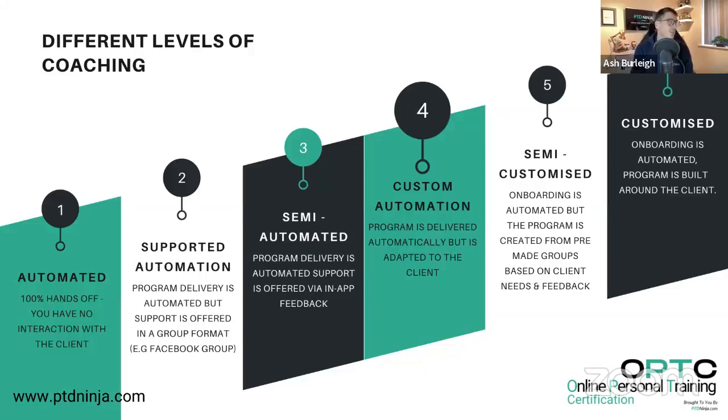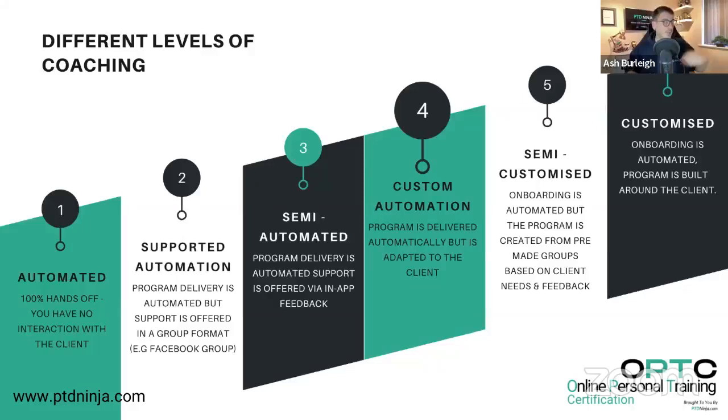The next one we're going to talk about is what we call supported automation. So here the program delivery is automated, but you offer support through a group format. The idea is you might do some kind of group coaching through Facebook, for example. You might do live videos or something like that. But a client will get involved with this program, and then you'll start communicating with them through a Facebook group, WhatsApp group, Messenger, whatever it will be.